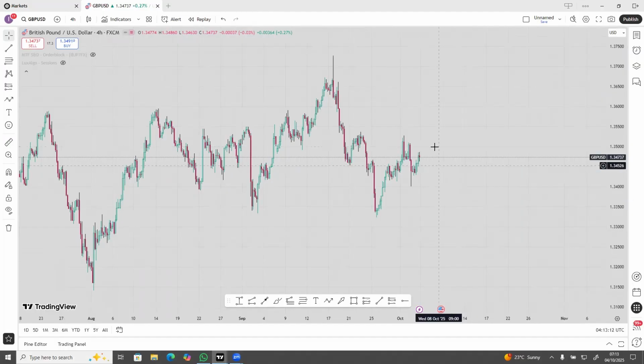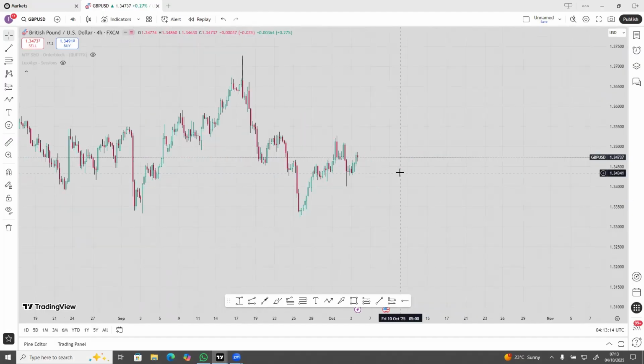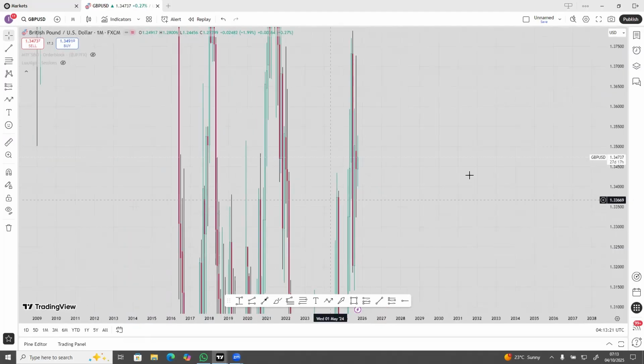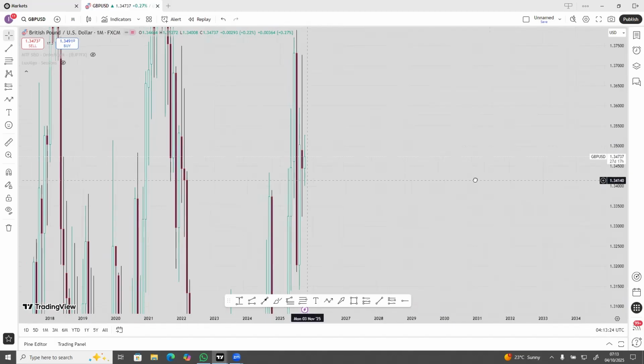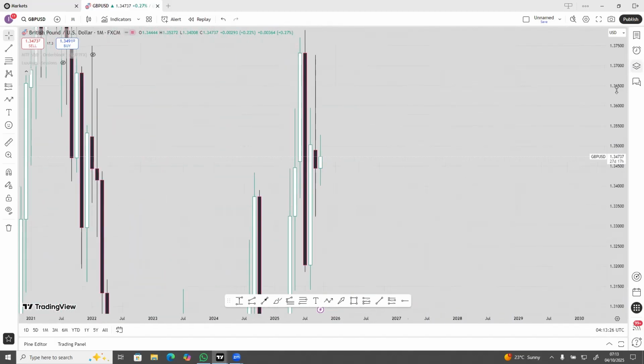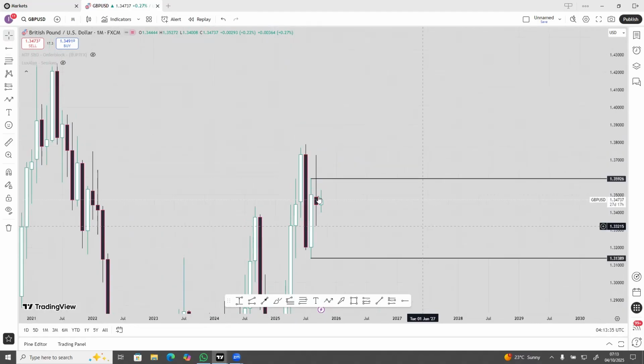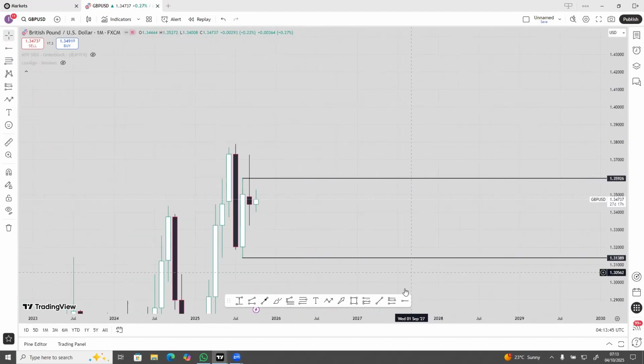GBP USD, so that is GU. You can see GBP USD on the monthly time frame. We have a clear CRT also. On the monthly time frame, we have a clear CRT formation. See the manipulation candle. The previous September candle closed inside the August range, so it is a very, very clear CRT formation.